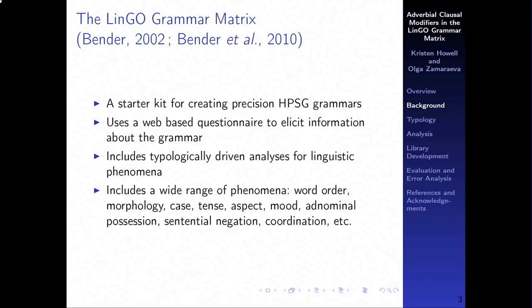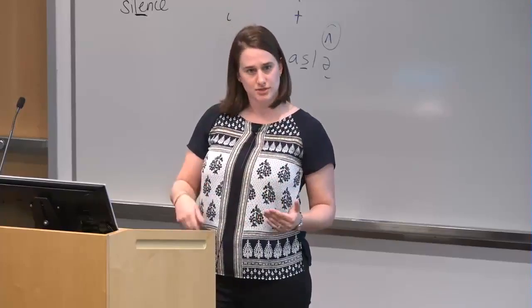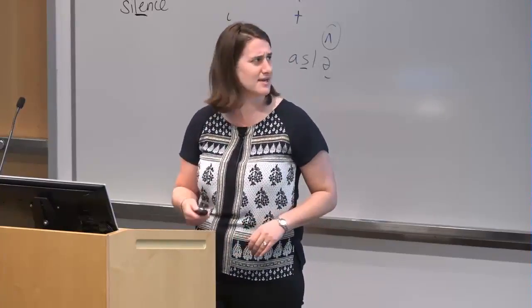So the LinGO grammar matrix is a starter kit for creating HPSG grammars. Basically, it elicits information from the user about the language and then produces grammars from that. So a quick example. This is the word order page on the customization screen. And it asks the user, what's the basic word order of the language? Is this subject, verb, object, subject, object, verb, and so forth? Do the determiners come before or after the noun? Do auxiliaries come before or after their verbal complements?